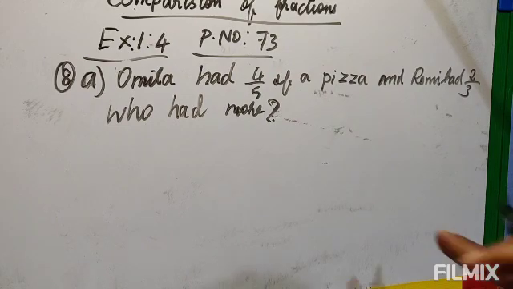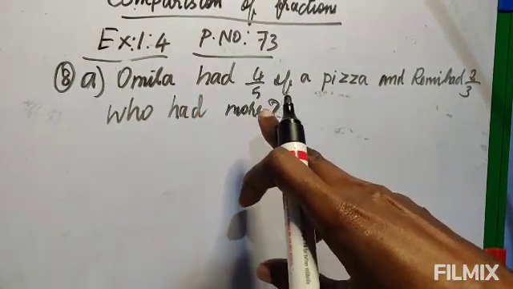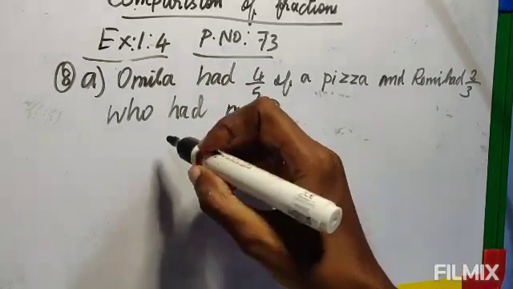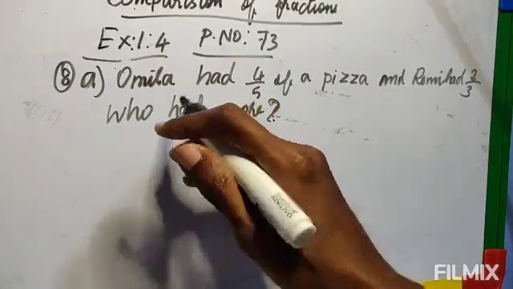This is from the exercise I am explaining. So first you have to write the statement also. So how you can write means, fraction of pizza Omila had.